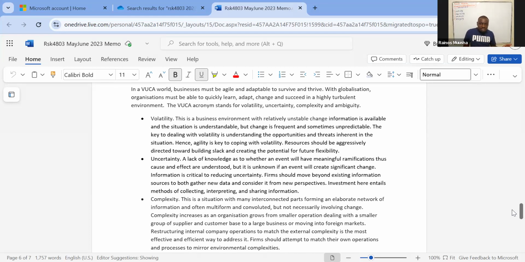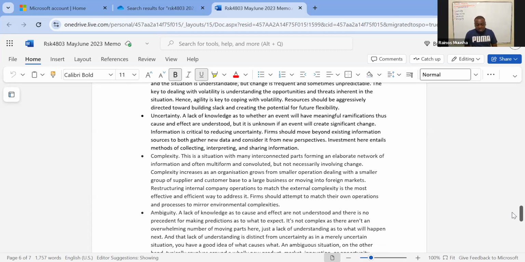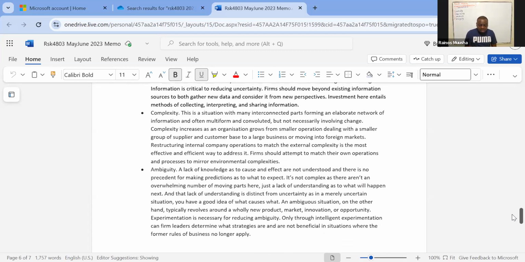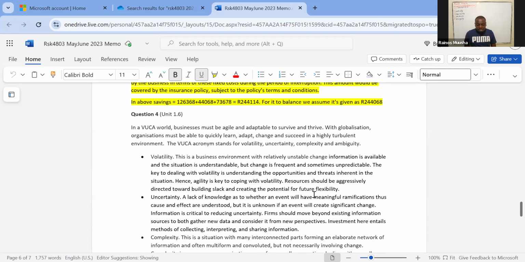So in answering this question, discuss what the VUCA world is and how it pertains to a particular organization. Then from there, you need to state each acronym, discuss its effect on the organization, and how it can be addressed, which means you are going to be doing that for volatility, uncertainty, complexity, and ambiguity. That's basically ideally how you would address this question regarding VUCA.